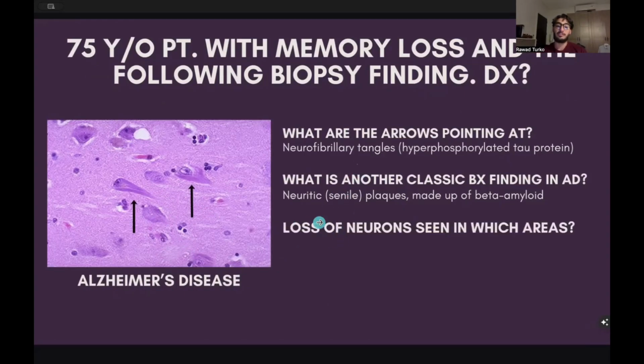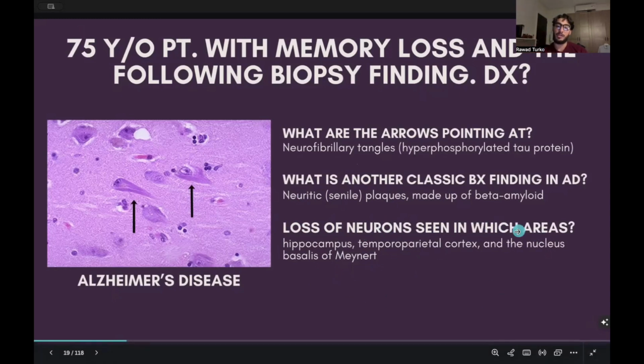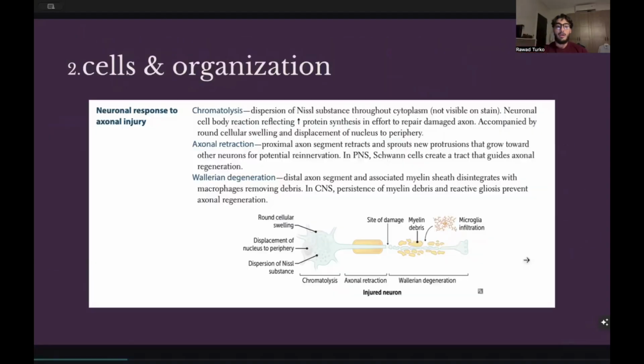Now, in Alzheimer's disease, loss of neurons is seen in which area, specifically in the brain? So we have the hippocampus, the temporal-parietal cortex, and the nucleus basalis of Meynert, which is basically where all of your cholinergic or acetylcholine neurons are. They're in the nucleus basalis of Meynert. Okay, this is something to know. That's why we treat Alzheimer's disease with acetylcholinesterase inhibitors, okay, because of damage to this nucleus basalis of Meynert. All right.